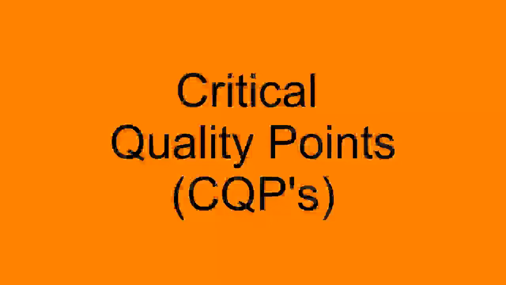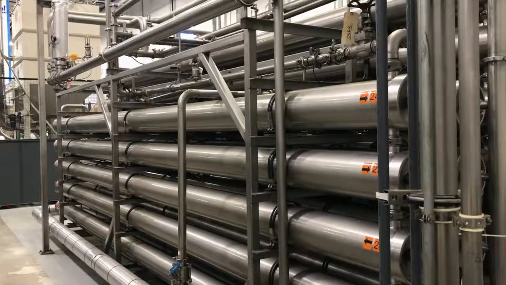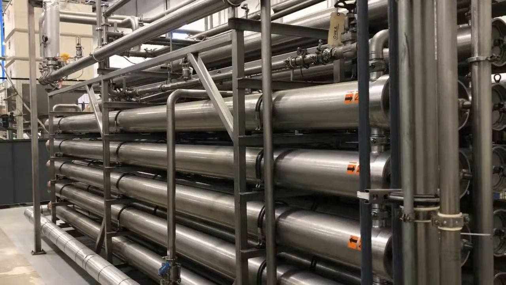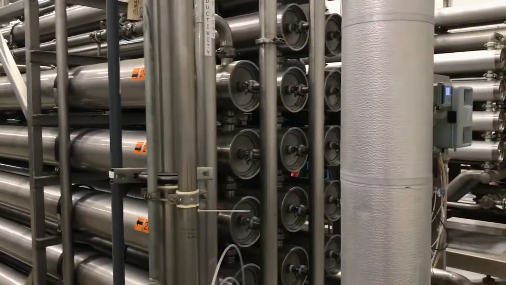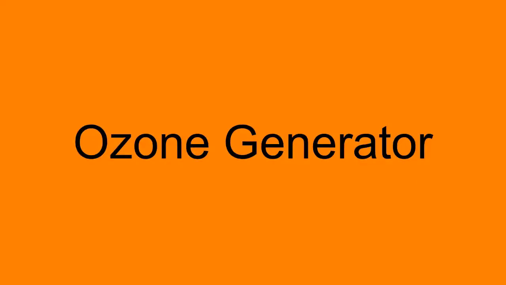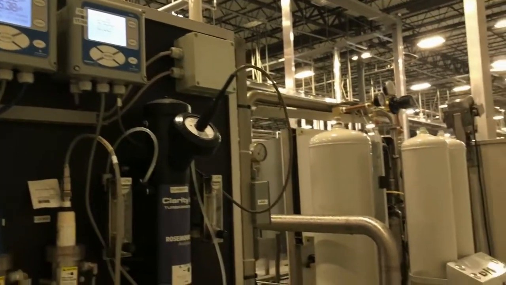The 4 CQPs are the reverse osmosis, or RO tanks, where we use a high-pressure pump to increase pressure and force the water across a semi-permeable membrane to purify incoming water. The next CQP is the ozone generator, where ozone is injected into the water to kill any bacteria and eliminate impurities.